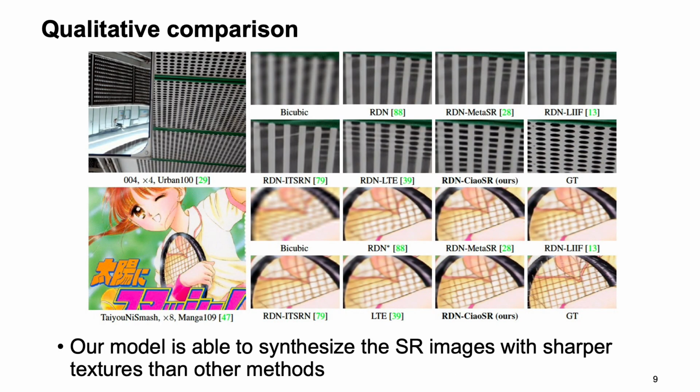In this figure, we provide a visual comparison with other arbitrary-scale SR methods. Our generated SR image has sharper texture than other methods. For example, our model can restore the texture of the building and tennis racket, although the texture in the LR image is degraded. Other methods can only restore part of the texture, probably due to the limitations of the local ensemble and insufficient features.